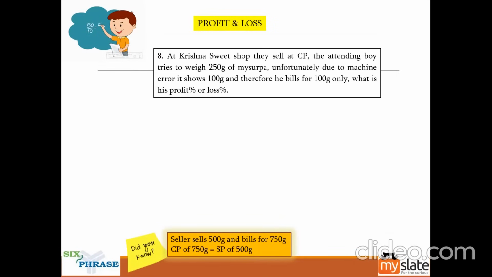So this is time for you to pause the video, work out this problem using the methods that I've taught you, and then come back to check your answer.